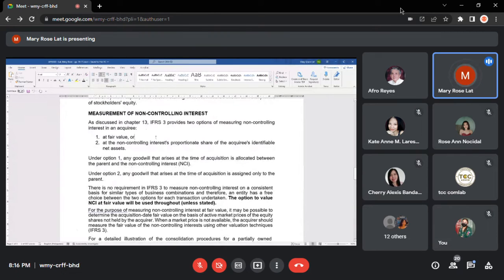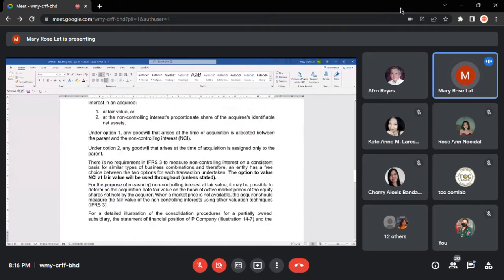So yung pagme-measure daw po ng NCI is may two options. Yung una, at fair value, at yung isa, non-controlling interest proportionate. So under po ng option 1, yung goodwill daw po is madidistribute siya between the parent company and NCI. While on option 2, the entire goodwill only belongs to the parent company. Wala naman daw pong requirement according to IFRS 3.